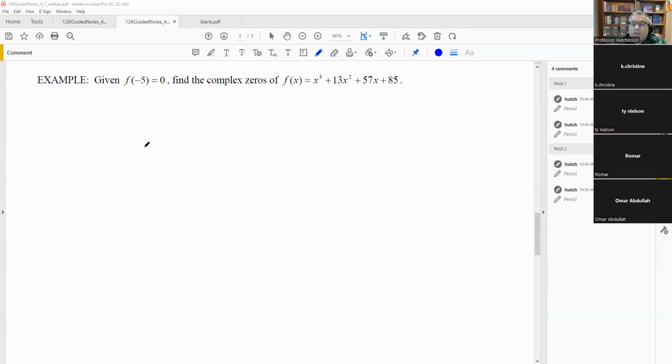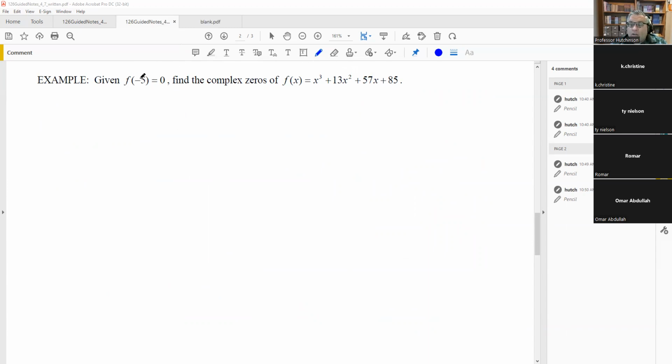Now this one says, given f of -5 equals 0, find the complex zeros of this. All right, this one's easier, because now we can go back to synthetic division again. This is very similar to the problem that we did in the last section, 4.6, where we used synthetic division to bring this down to a quadratic, and then we can use factoring or other methods to solve it.